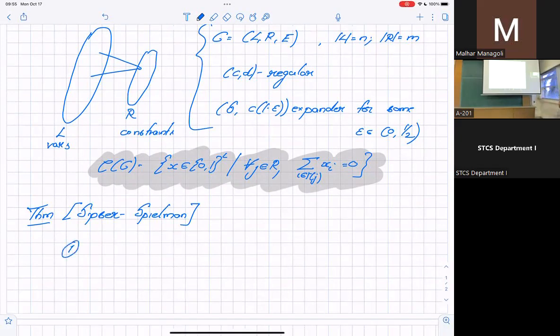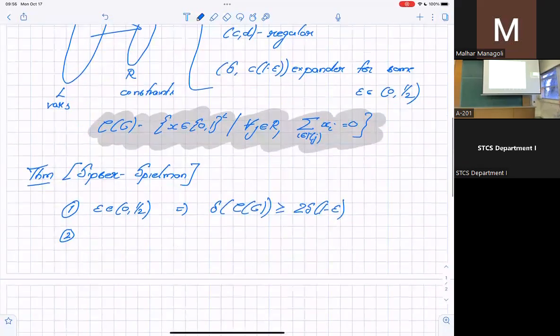The first thing which Sipser-Spielman showed is that if it's a unique expander, then delta of C of G is greater than or equal to delta, the extent of expansion. But then we showed you can do even a little better than that. We actually got all the way up to 2 delta times (1 minus epsilon), if you recall from last time. That was about distance.